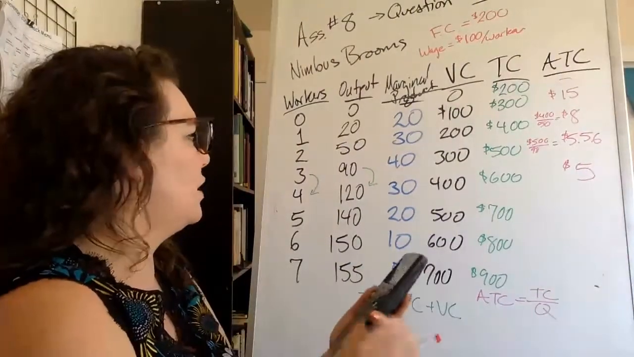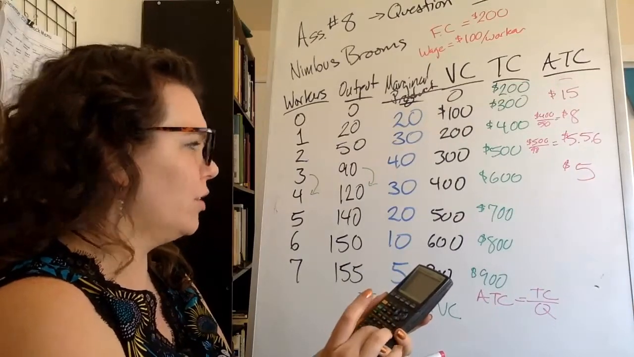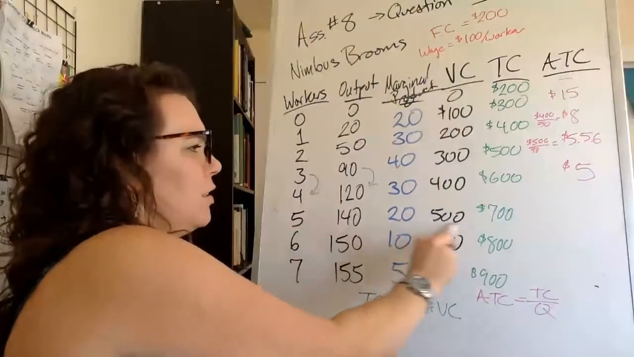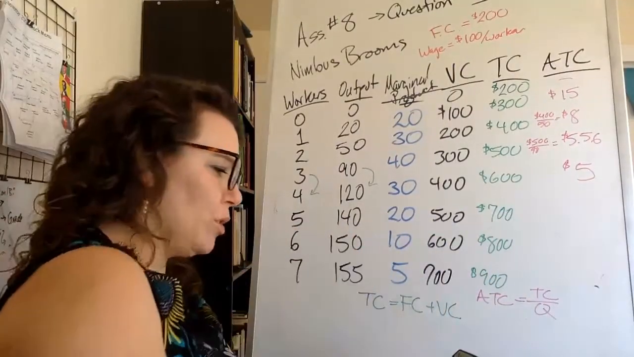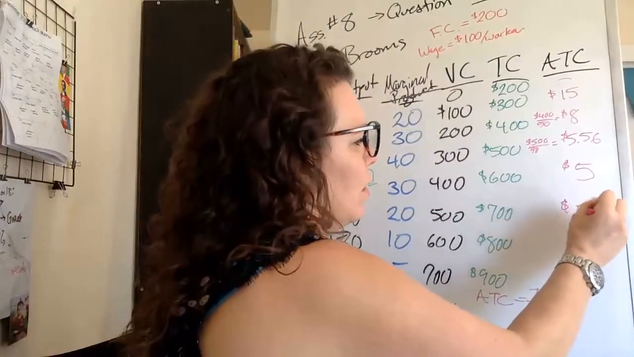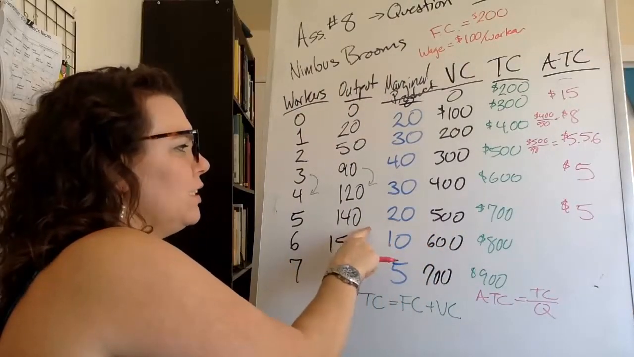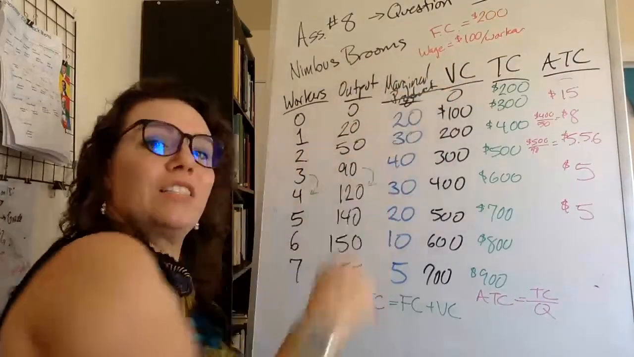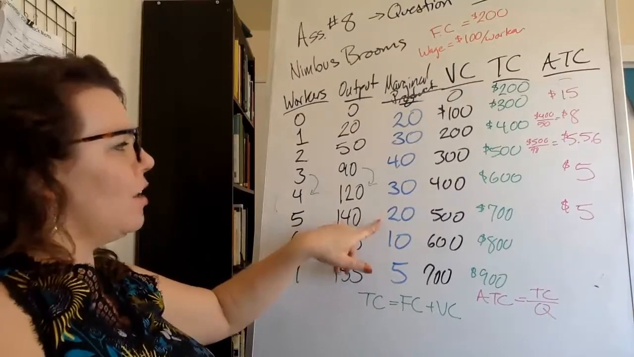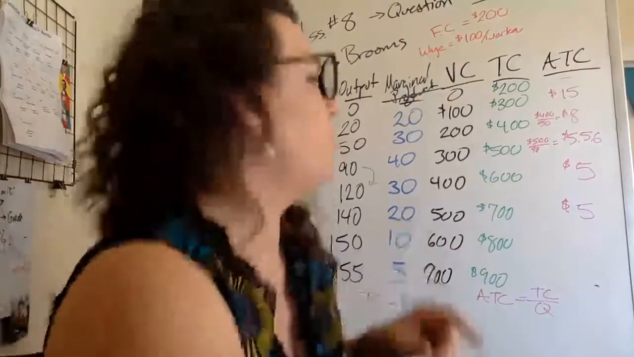So the last one was $600 divided by 120. Now we're going to look at $700 divided by 140 brooms, right? 5 workers, $700, 140 brooms gives us a cost of $5 per broom. And that makes sense. Look, the marginal product of our workers is going down, and the workers still cost the same amount. So even though this 5th worker only made 20 more brooms, they cost as much as the 3rd worker who made 40 more brooms. Okay? So we keep going.